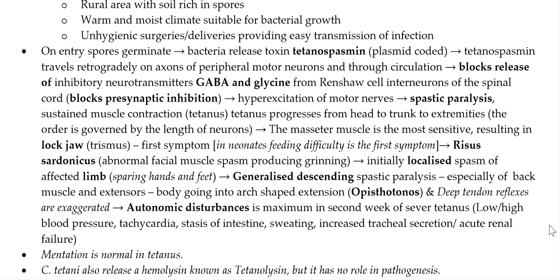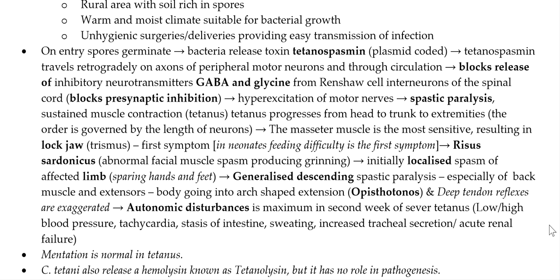There will be sustained muscle contraction, which is known as tetanus, and it can progress from head to trunk, that means in a descending manner to the extremities. The order is governed by the length of the neurons. The first and most sensitive muscle is the masseter muscle, which results in lockjaw. It is also known as trismus, and it is the first symptom. However, in neonatal tetanus, feeding difficulty is the first symptom. Then facial muscles go into spasm and produce a grinning face, which is known as risus sardonicus.